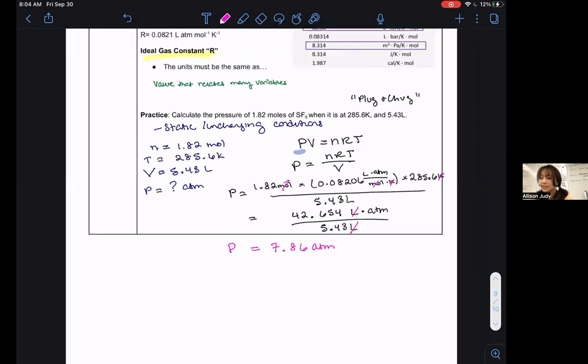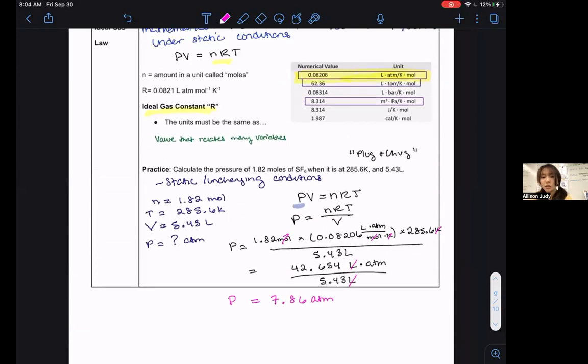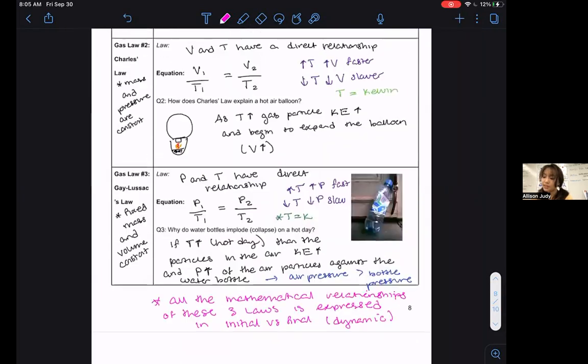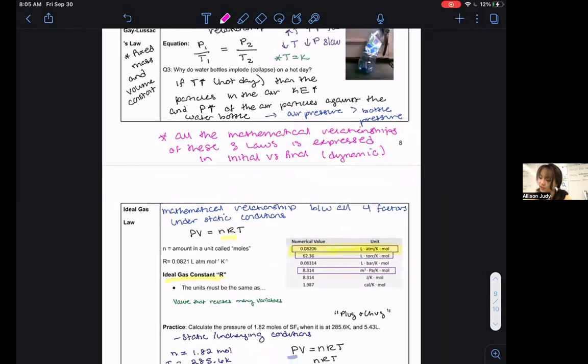So that's what I expect you to be able to do if I give you an ideal gas law problem: identify the variables, plug them into the known equation, and calculate out the unknown. The same can be said for these values. If I give you initial conditions and then only one part of the final, you could solve for the other final condition variable. So that's all I have for you today.